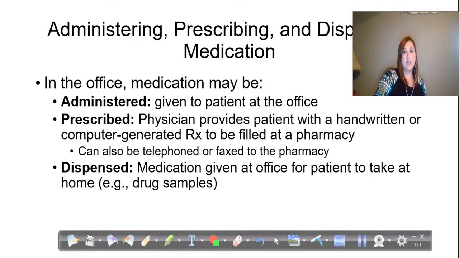Dispensed is a medication that's given at the office for a patient to take at home. Drug samples is a good example. So I mentioned that Synthroid or thyroid medication, that might be one. A lot of blood thinners, especially a lot of the new ones that you see on TV like Xarelto or Eliquis, Pradaxa, those are all blood thinners, and those can be very costly to patients. So a lot of times they can get samples of those that are kept in the office.